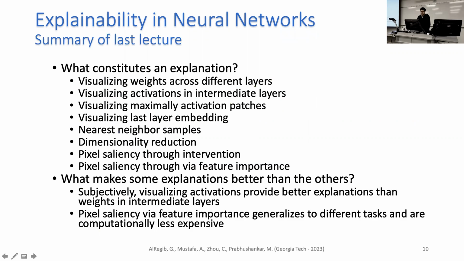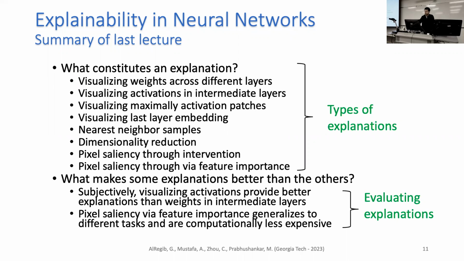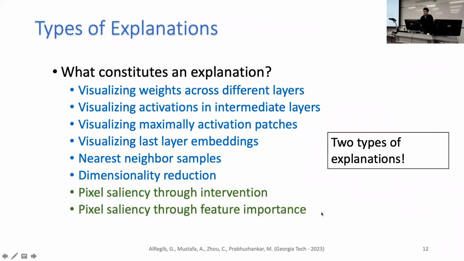So this is basically the summary of last time. I'm not going to go through all of them right now, but essentially we had slides for everything: visualizing weights, activations, last layer embeddings, nearest neighbor embeddings, dimensionality reduction. We went through all of these, and all of them tried to answer the question of what constitutes visual explanation. The way we'll be dividing this lecture is by saying that the answer to the first question is these types of explanations, and the answer to the last question is going to be about evaluating different explanations.